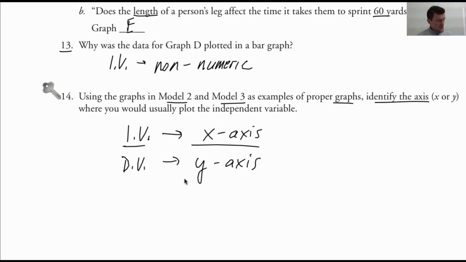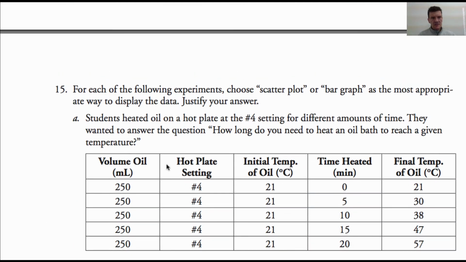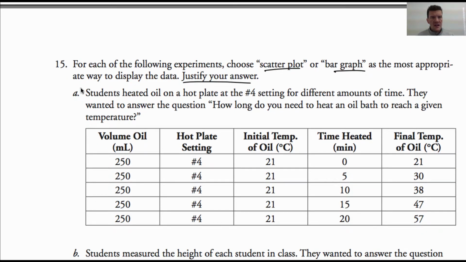Okay? All right, let's go on and look at question 15 on the next page. It says, for each of the following experiments, choose scatter plot or bar graph as the most appropriate way to display the data. Justify your answer. So here we have A, students heated oil on a hot plate at the number 4 setting. That means the number 4 setting on the hot plate. You just turn it to 4 on the dial for different amounts of time.